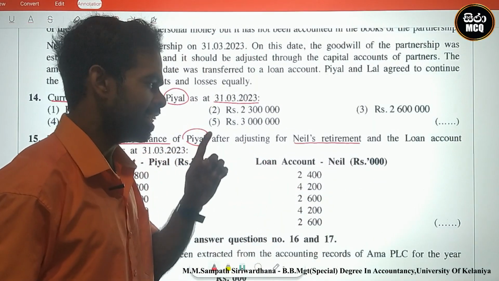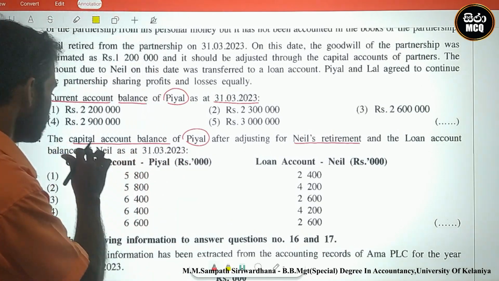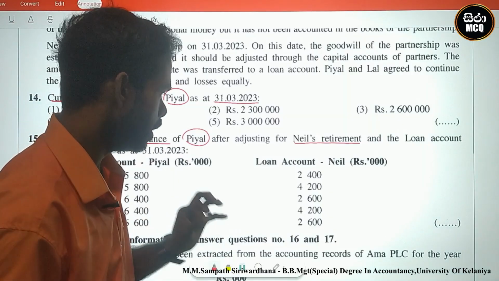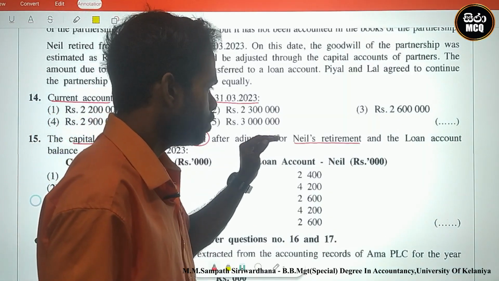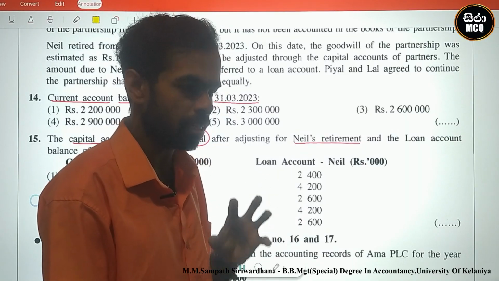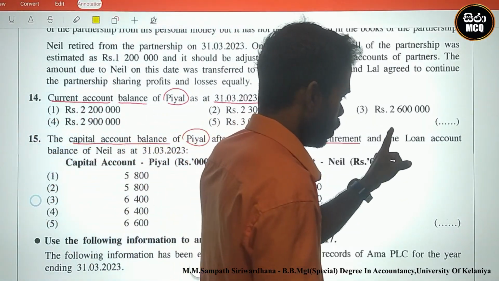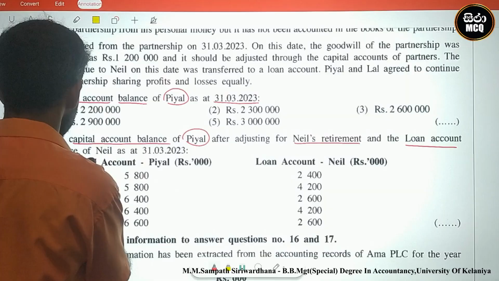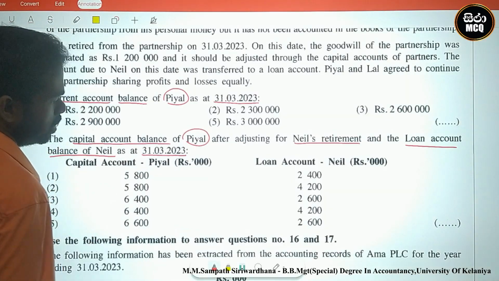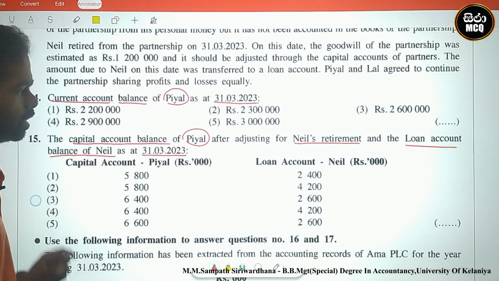We can imagine that there's a retirement of Neil. Neil is the retired person. The capital account balance of PL after adjusting for Neil's retirement. After Neil's retirement, we must identify the capital account balance of PL and the loan account balance of Neil as at 31st March 2023, the closing date.